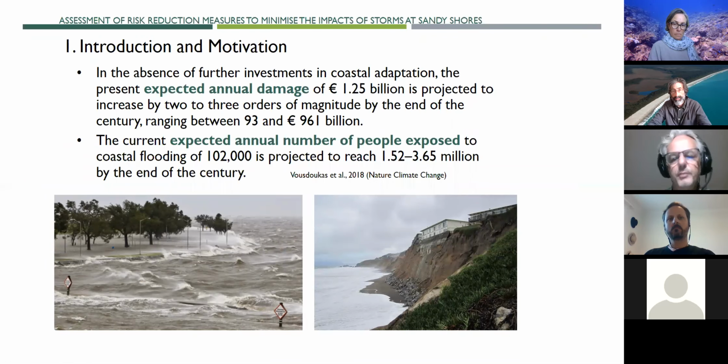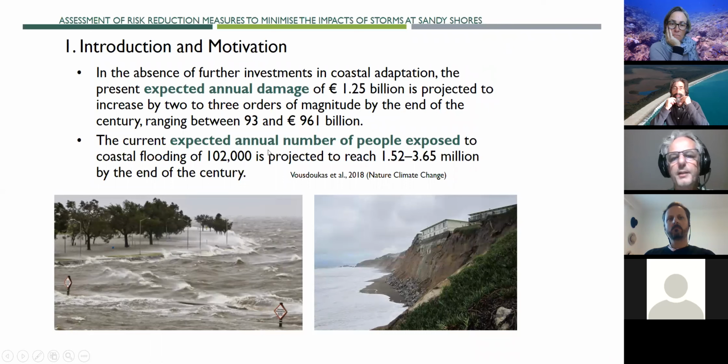Some indications, again from a work from Michalis. These are values for Europe, and what is stated is that without further investments in coastal adaptation, a rise of 2 to 3 orders of magnitude is expected on the expected annual damage. So the expected annual damage by coastal flooding and erosion is on the order of 1.25 billion euros at this moment, and it is expected to rise by the end of the century to something between 100 and 1,000 billion euros, of course, without coastal adaptation.